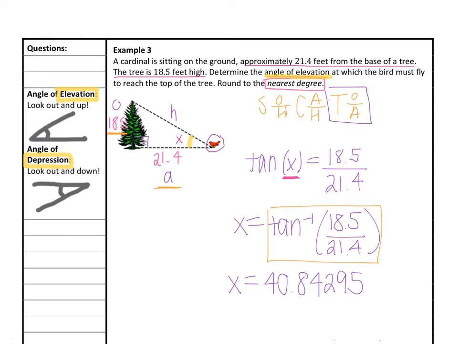This said round to the nearest degree, so meaning nearest whole number. So I'm looking at my 40. Next door is an 8, so that's going to bump this up to 41 degrees. All right. So that's how you might see this with a word problem.